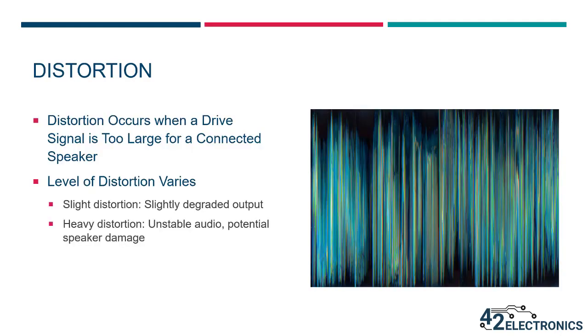Distortion occurs when a drive signal is too large for a connected speaker, and the resulting sound is said to be distorted because it's not a true representation of the intended sound. Usually when we think of distortion, we think of a voice coming through a bullhorn, but it is also used as an effect for music featuring electric guitars. The level of distortion will vary with how badly the speaker is being overdriven. Slight distortion of a signal may only result in slightly degraded audio output, while heavier distortion might lead to audio that's completely unusable, and even the possibility of damaging the speaker.